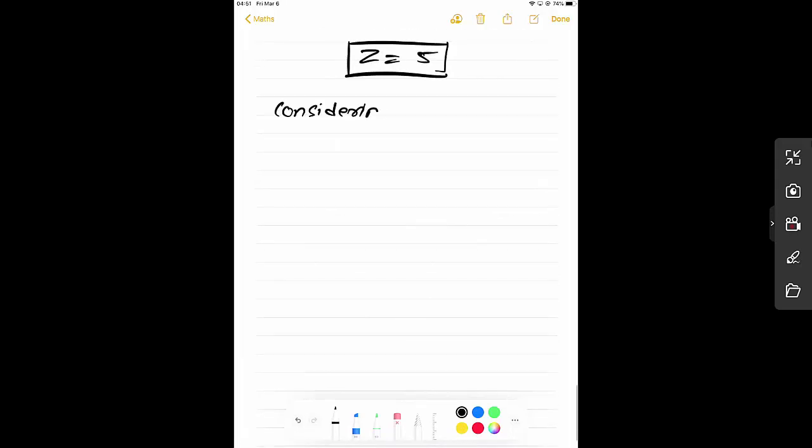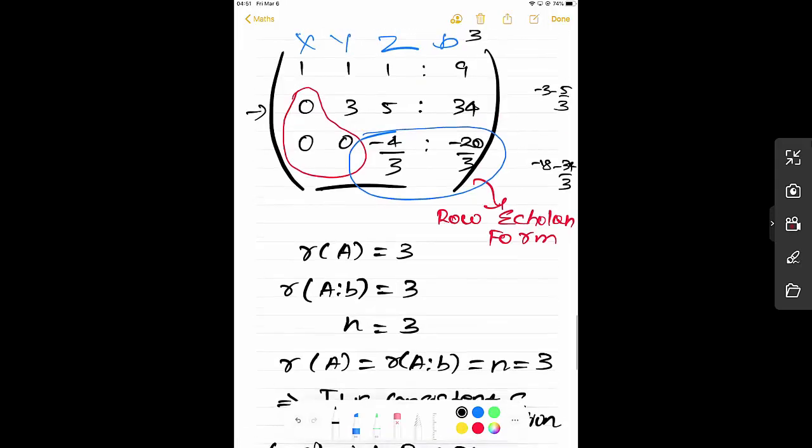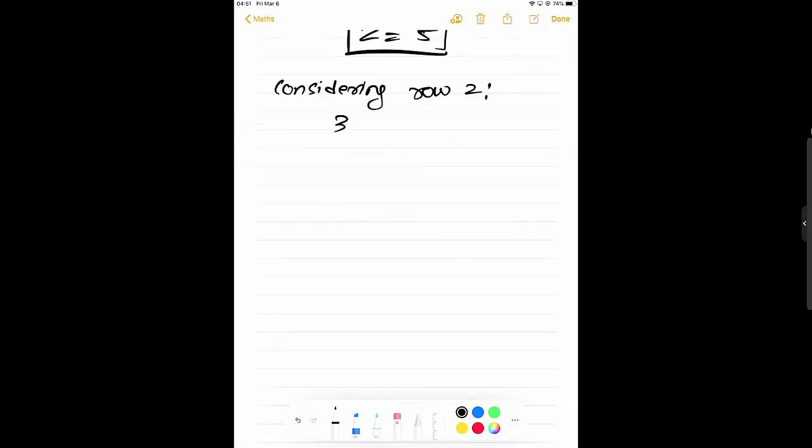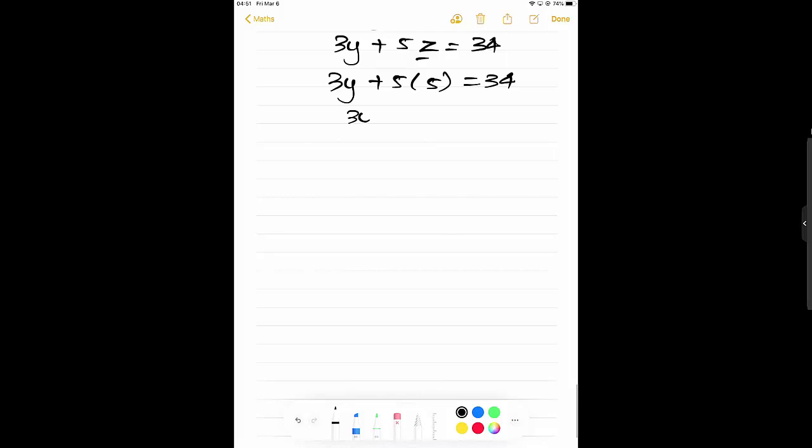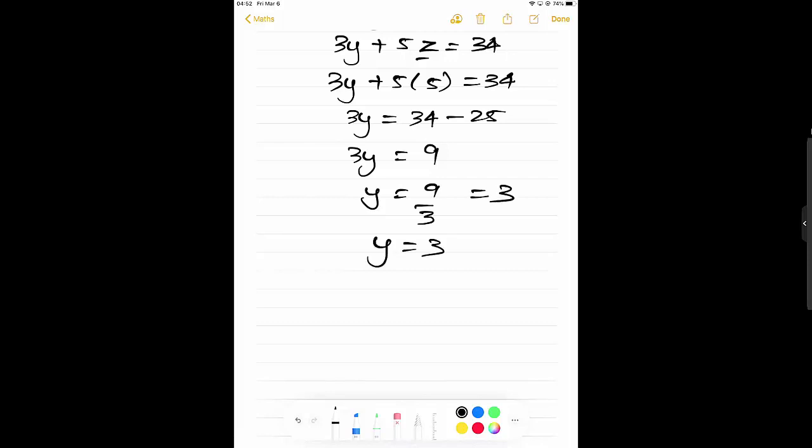Now considering row 2. When you consider row 2, it is 3y plus 5z equals 34. And we already know the value of z. So 3y plus 5 into, substituting the z value, 5 into 5 equals 34. 3y will be equal to 34 minus 25. 3y equals 9, y equals 9 by 3, which is equal to 3. So the y value is 3.